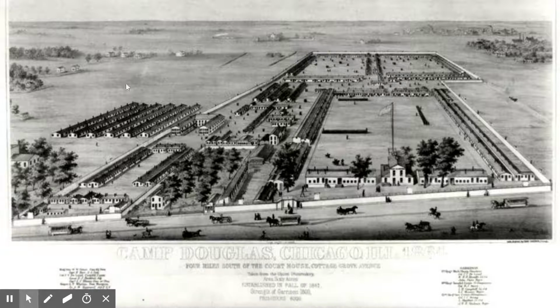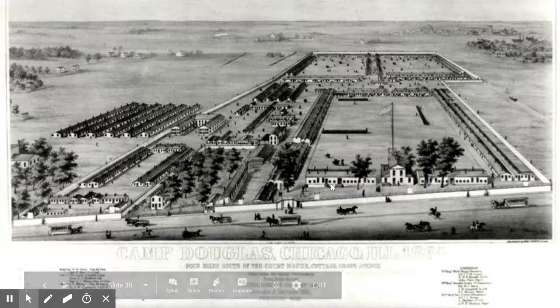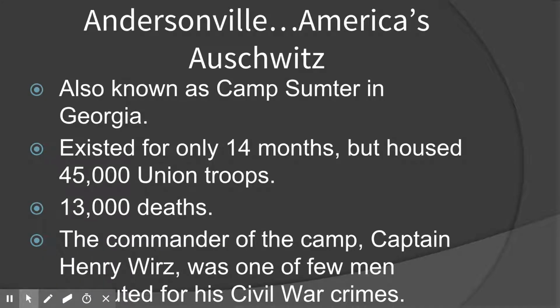Again, notice you have the buildings, the trees. It almost kind of looks like a tiny little town in a way, even though it's a prison camp. Some of the gentlemen who are being held captive. Andersonville. This was known as America's Auschwitz.